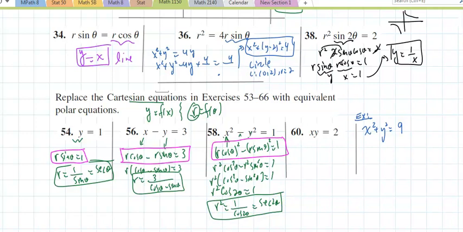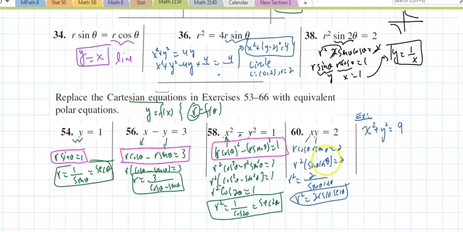And here, if I take r cosine of theta, r sine of theta equal 2, this is r squared times sine of theta cosine of theta equal 2. So if I divide both sides by sine and cosine, r squared will equal twice the cosecant of theta secant of theta. Again, on a test, this is more than sufficient for me.